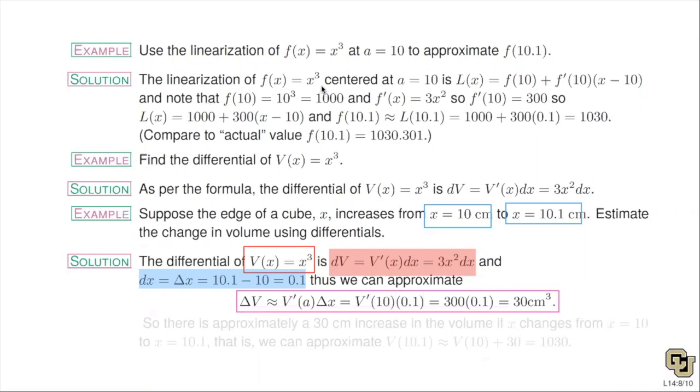So here, remember, for x in V prime of x, that gets replaced with 10, the original value, what it started out as. And so we're able to approximate the change in volume as 30 centimeters cubed. So let's be very specific here. The change in volume is plus 30 centimeters cubed. So what we're saying is the volume will increase by 30 centimeters cubed.